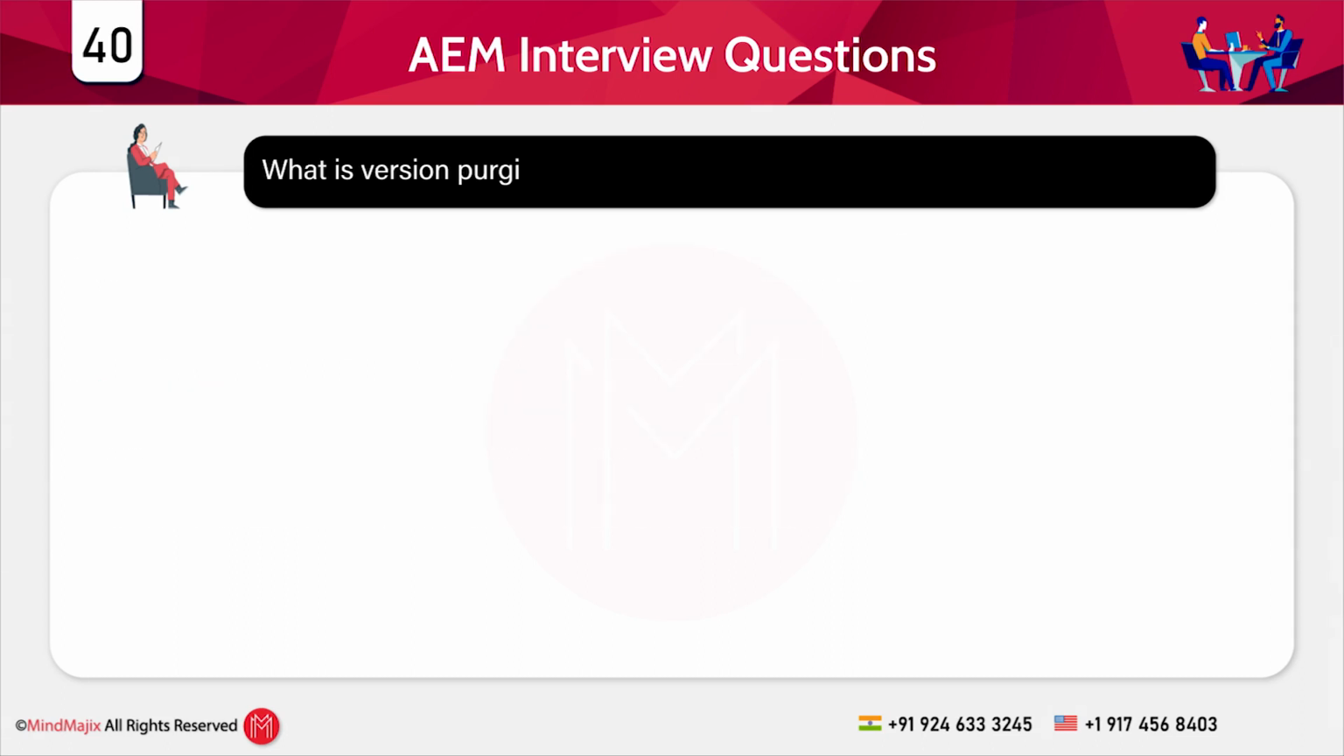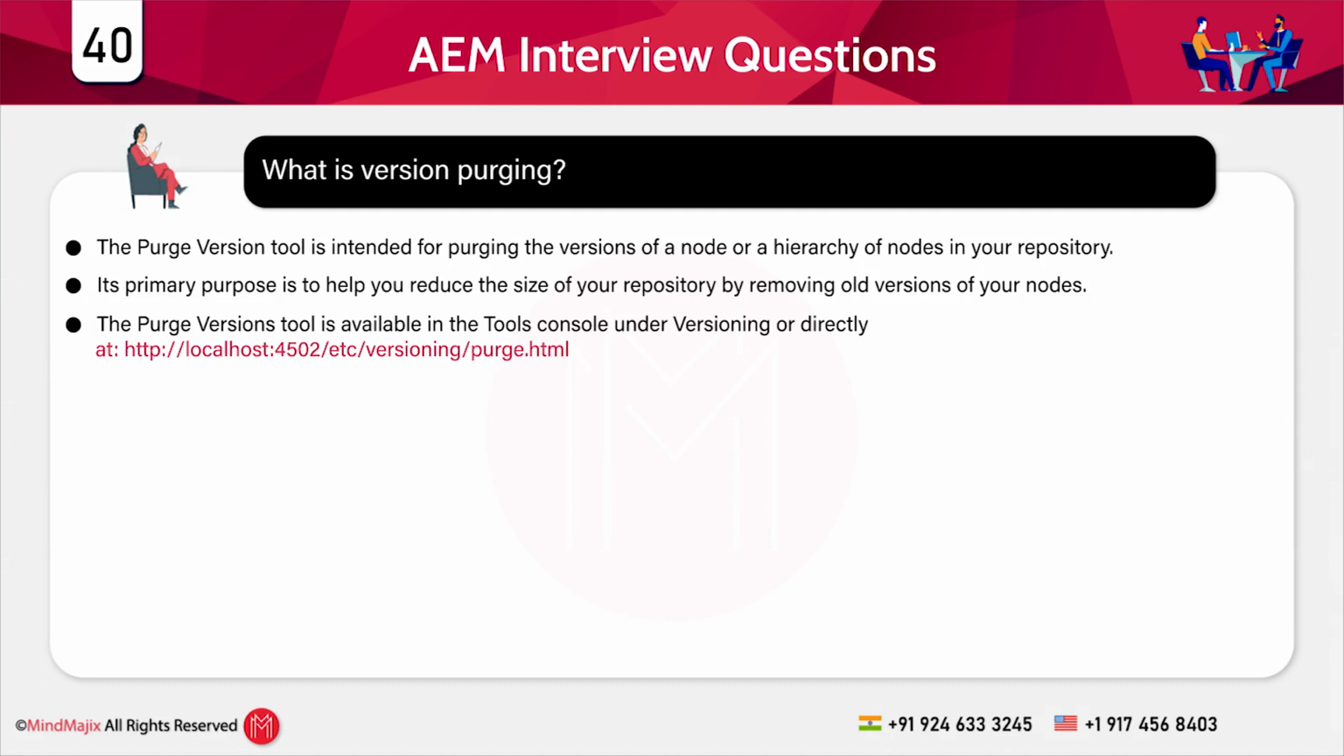What is meant by purging? Purging means cleaning off things. There is a purge tool for versions of the node. Once a version becomes old, and you are using the latest one, then using the purge version tool, we will remove those. The primary purpose of purging versions of nodes or a hierarchy of nodes is to help you reduce the size of your repository by removing the old versions.